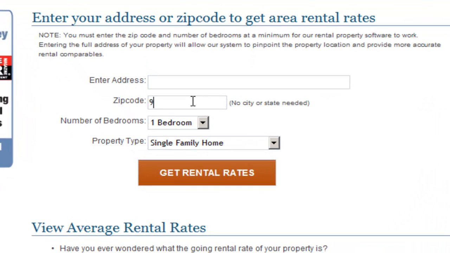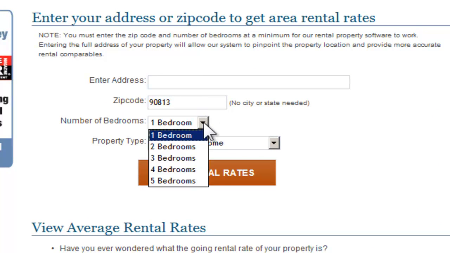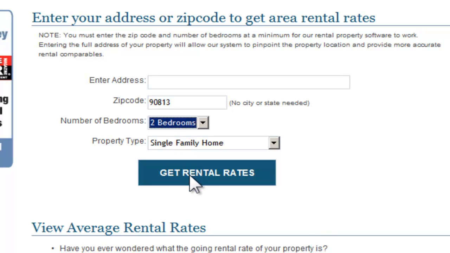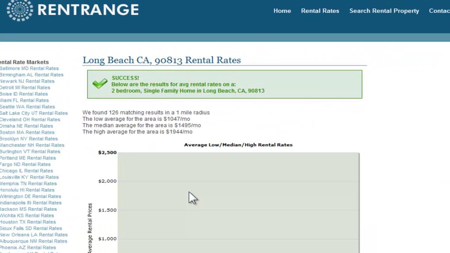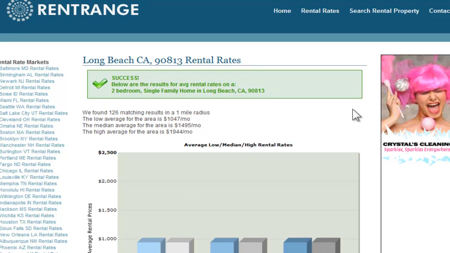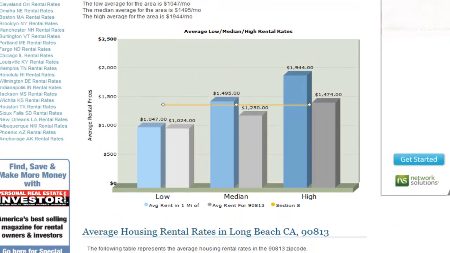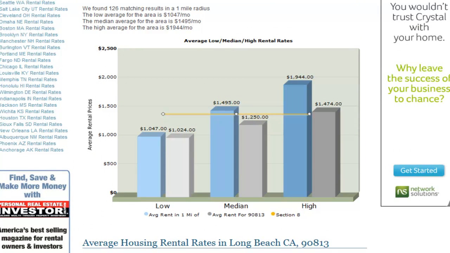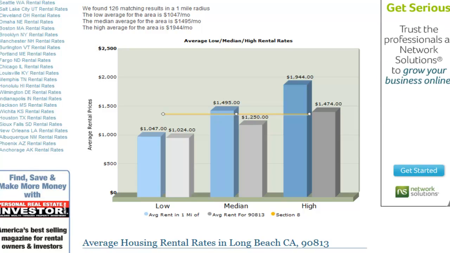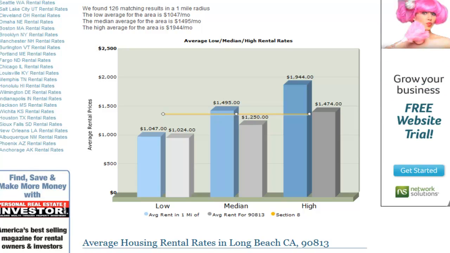Put in the zip code 90813. And there were 2 2-bedrooms and 2 1-bedrooms. So I'm going to change this to 2 bedrooms, and I'm going to click Get Rental Rates. Now, RentRange happens to be a very detailed database where they pull in property data from all kinds of sources. You can read about how they gather their data, but they are a trusted resource for major national REITs and things like that. So they're a professional resource.